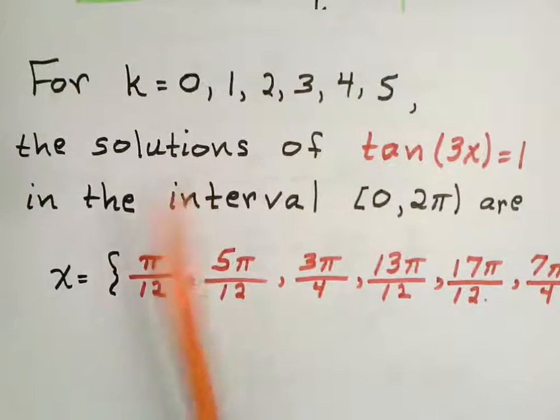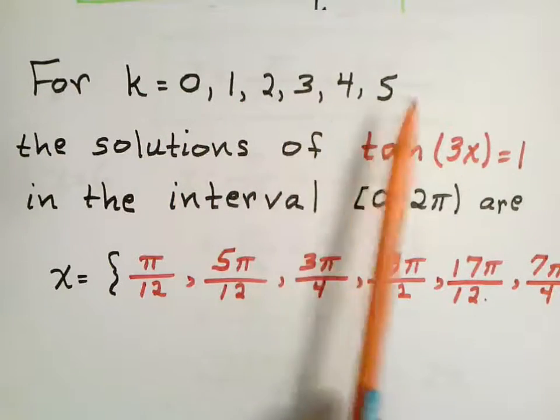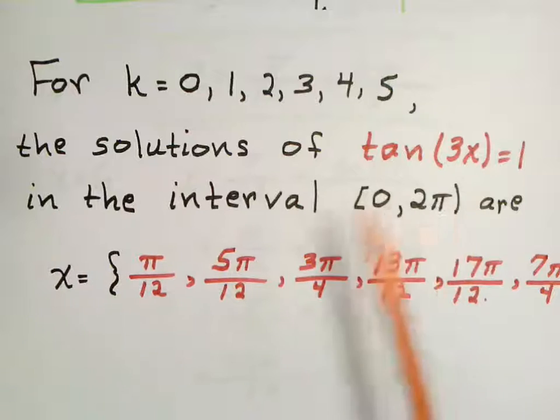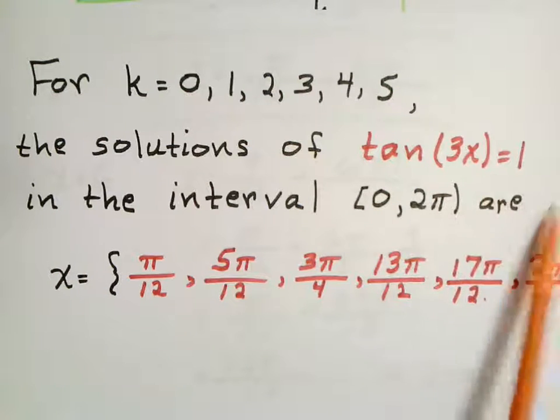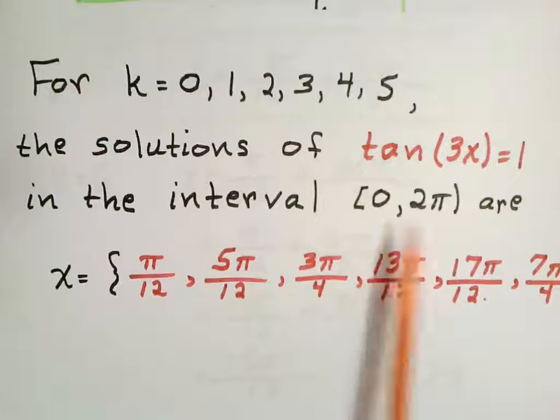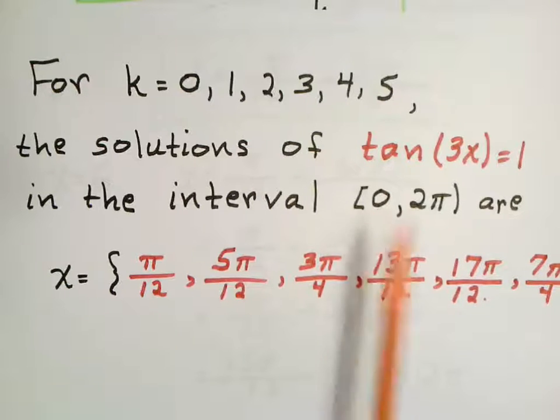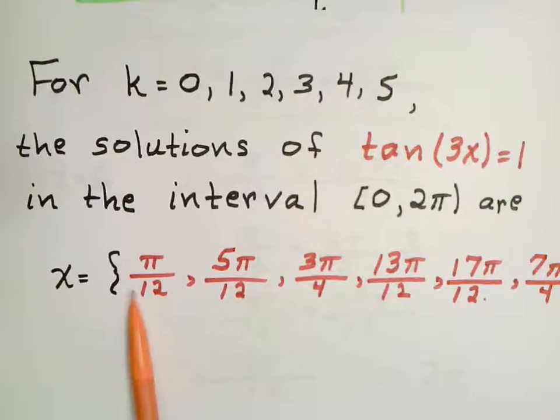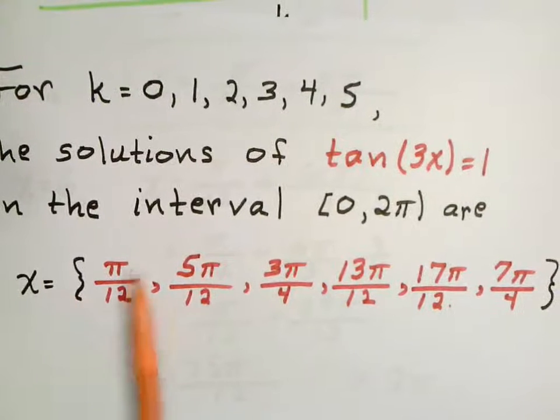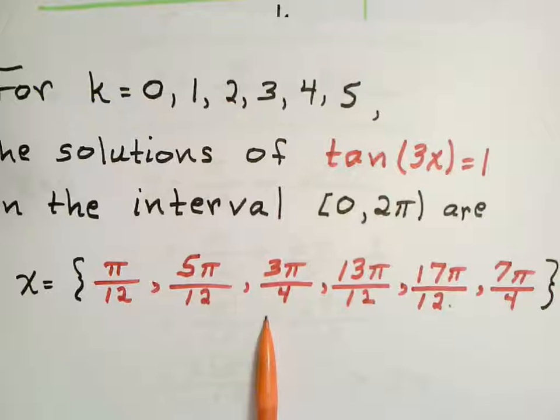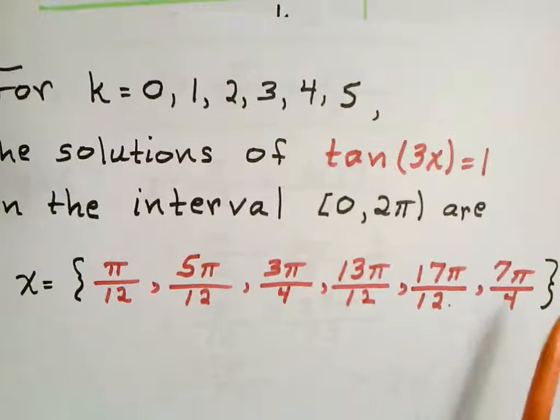And what we have then for k equals 0, 1, 2, 3, 4, 5, the solutions of tan of 3x equals 1 in the interval from 0 to 2 pi, including 0 but not including 2 pi, will be x equals pi over 12, 5 pi over 12, 3 pi over 4, 13 pi over 12, 17 pi over 12, and 7 pi over 4.